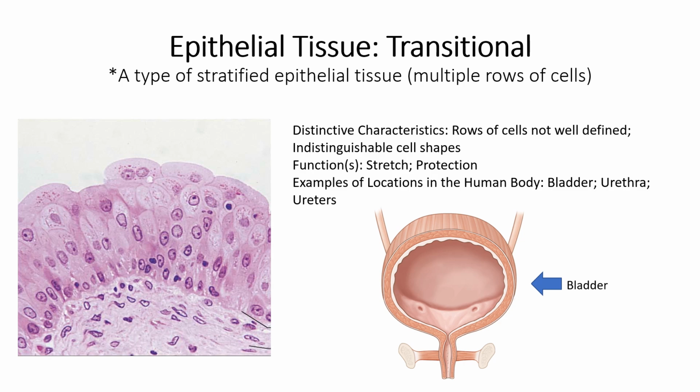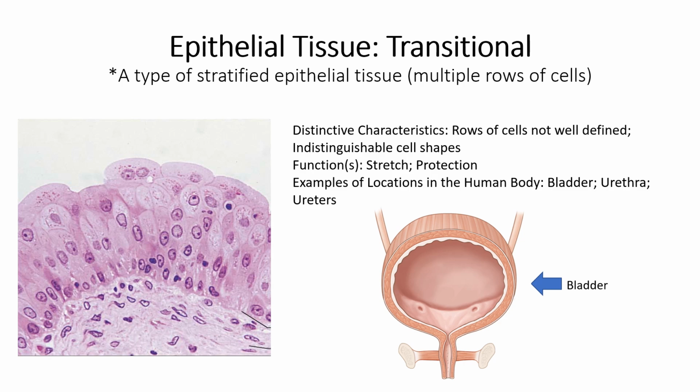So transitional epithelial tissue that is stratified won't have well-defined, distinguishable cell shapes because this type of tissue is meant to be able to stretch and recoil, right? Stretching and recoiling is going to allow for the organs where this tissue is found to be protected so that they don't rupture if they start to enlarge too much, okay, to a certain point at least.